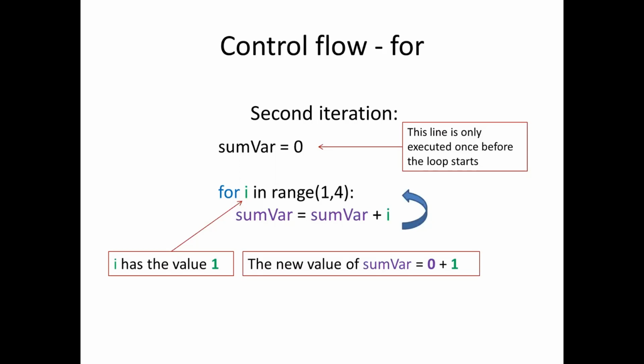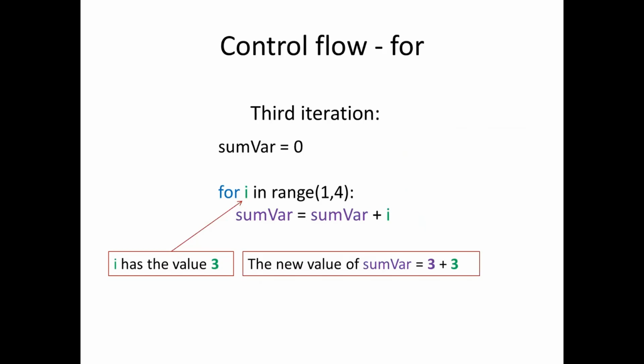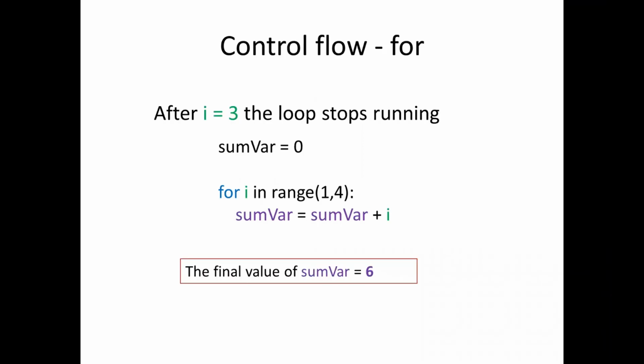The second time in the loop, the old value of sumVar is 1. I has the value 2, which means the new value of sumVar will be 3. The third time in the loop, the old value of sumVar is 3, and the value of I is also 3. This means the new value of sumVar will be 6. Now I has reached the value 3, and the stop value is 4, which means the loop will stop running. And the final value of sumVar will be 6.